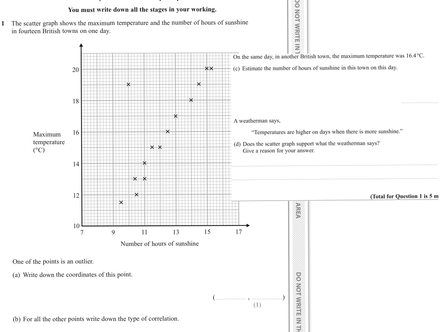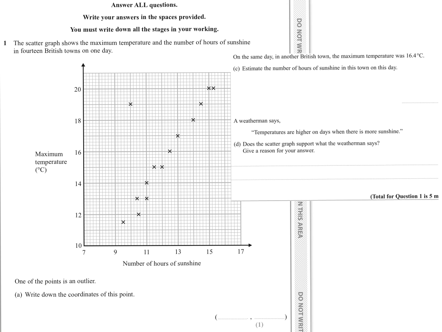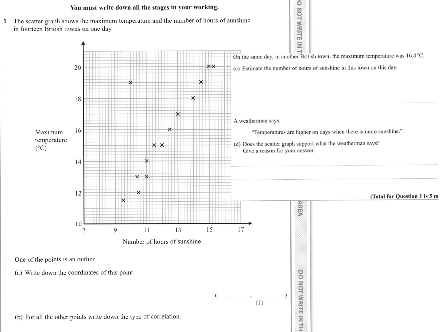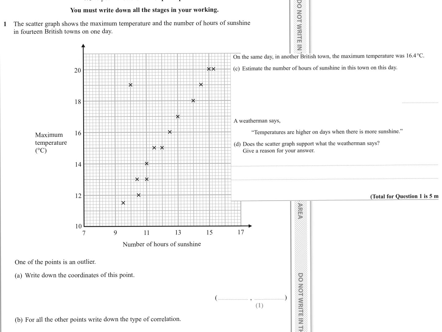Question 1. We can see a scatter graph that shows the maximum temperature and the number of hours of sunshine in 14 British towns on one day. What we have to do is work out, firstly, which one of the points is an outlier. Well, you can see pretty quickly that this is the one that doesn't fit the data, and we have to write down its coordinates. It looks as though we're 10 along here and 19, so 10, 19.